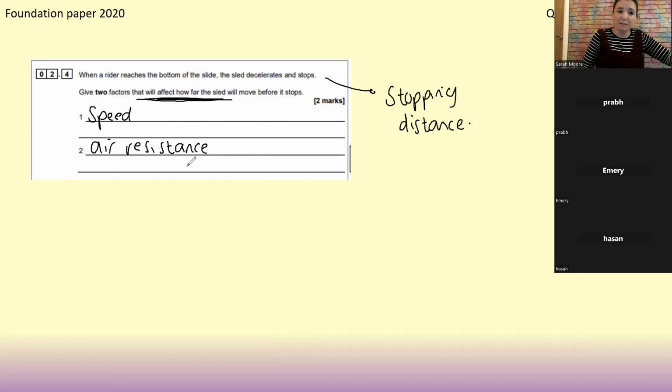And the friction as well, how much friction there is. So there's minimal friction here because it's a water slide. So you're probably going to travel quite far before you come to a stop. But that would make a difference.